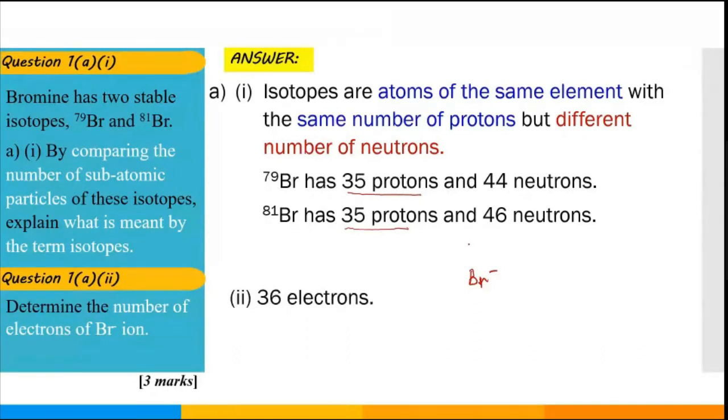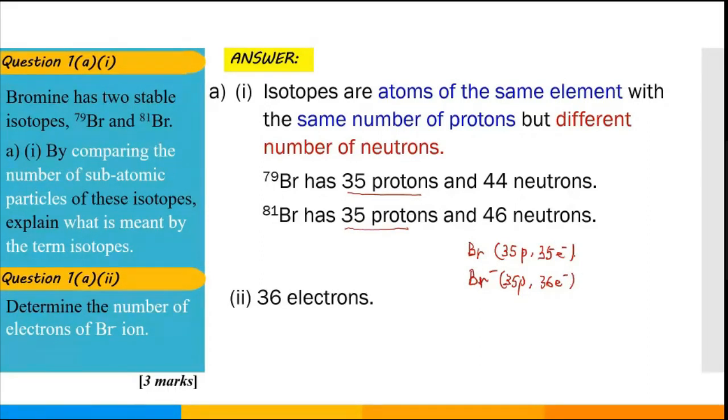Neutral bromine has 35 protons, 35 electrons. So in bromide, proton would still be 35, but the electron will be 36. That is why the charge is negative. It means an electron is added to the atom.